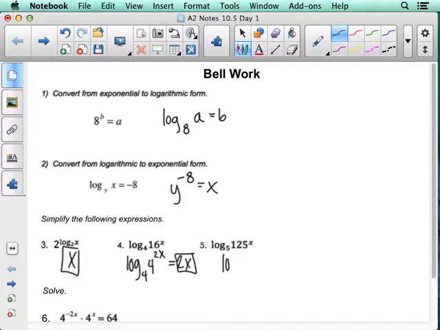Same thing here. I can rewrite this. Log base 5 of 5 cubed, 5 to the power of 3x, because we have our x. And now from our properties, you know that this is just 3x.